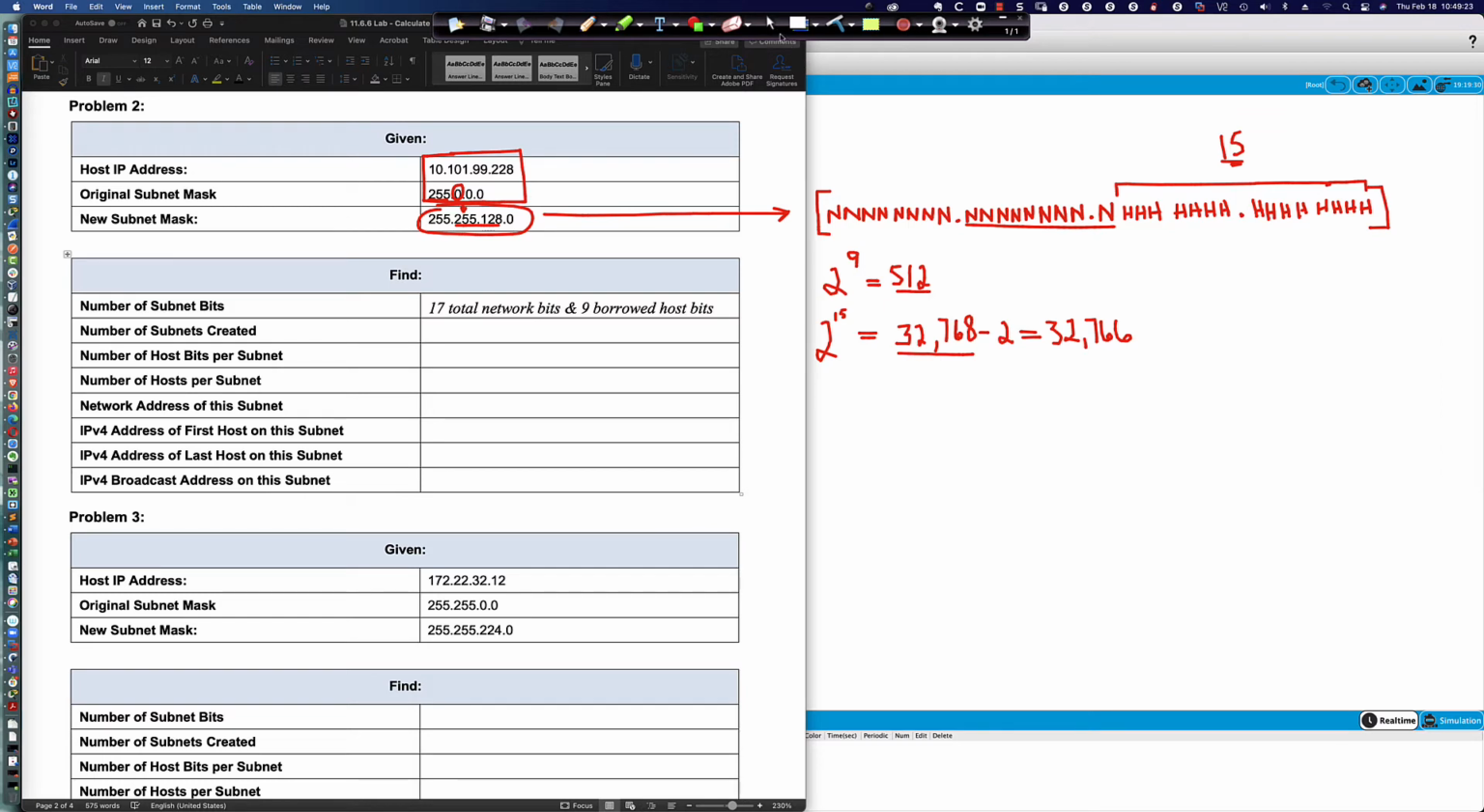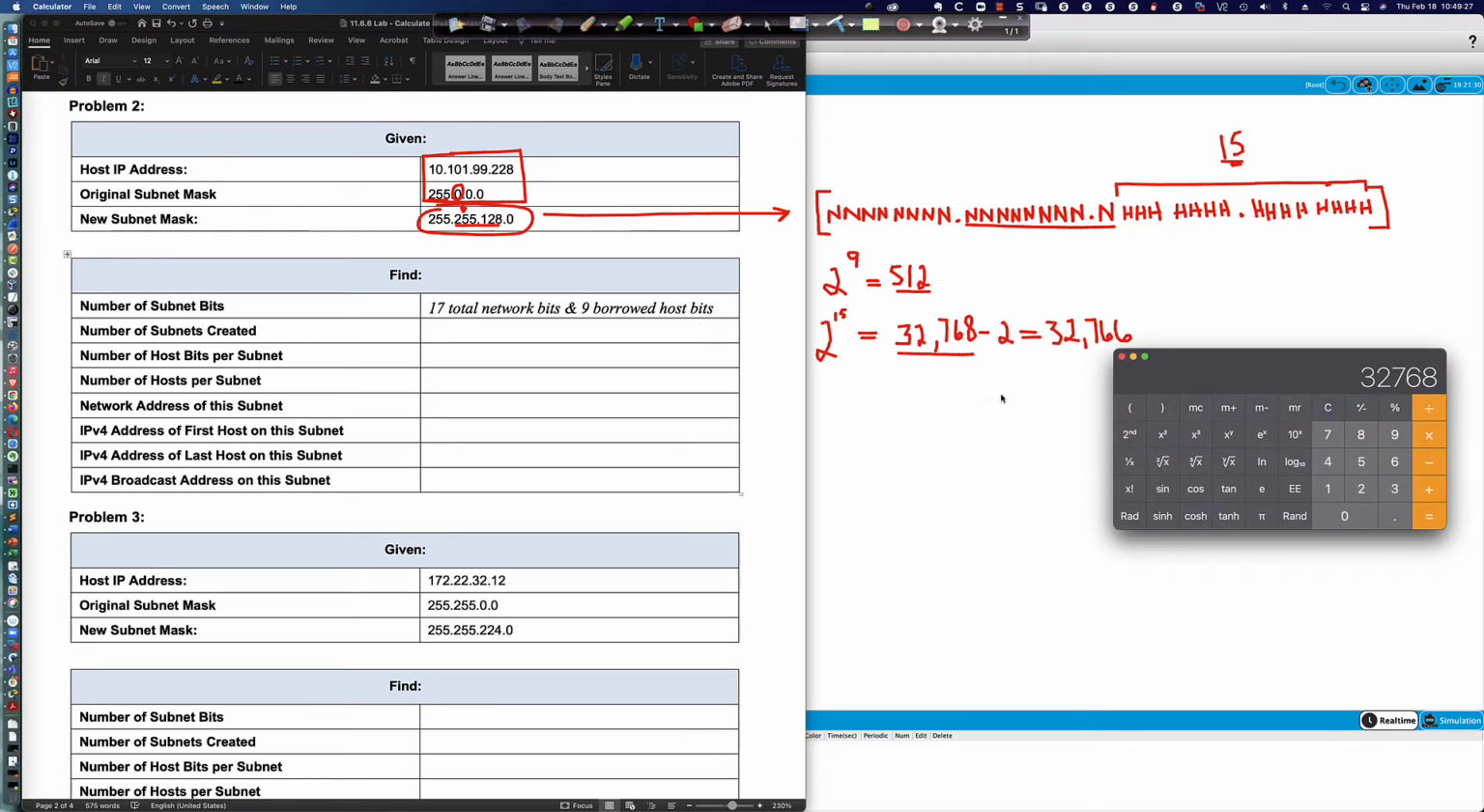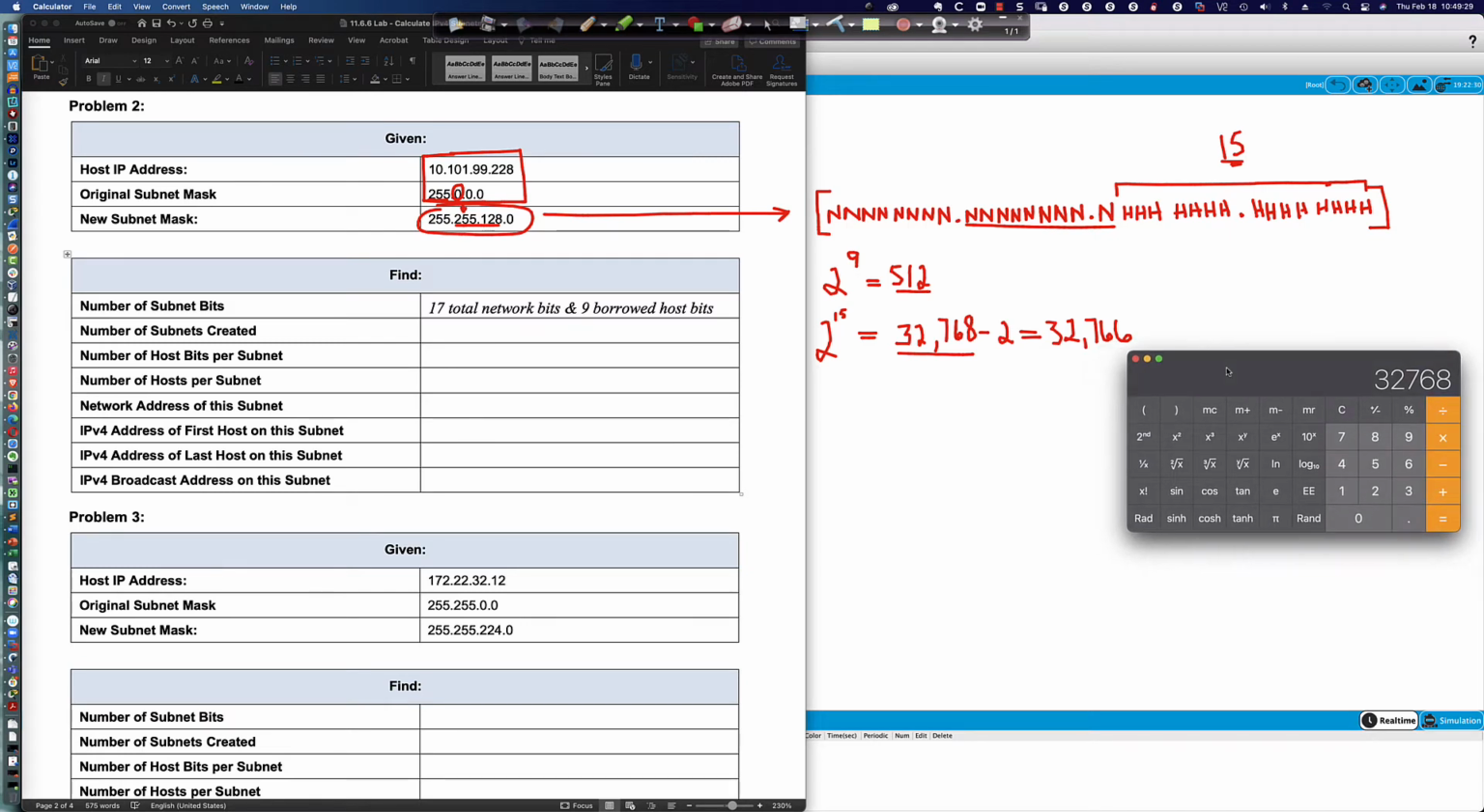Well, this is where you're probably going to need the calculator. And anything above 2 to the 8, typically I'll pull the calculator out just to double check here. So let's go ahead and say 2 raised to the 9th, and let's confirm that. So 2 to the 9 is 512. If I clear my screen and I say 2 to the 15th, we should get 32,768, and we do. And so I subtract 2, we get the usable IP.